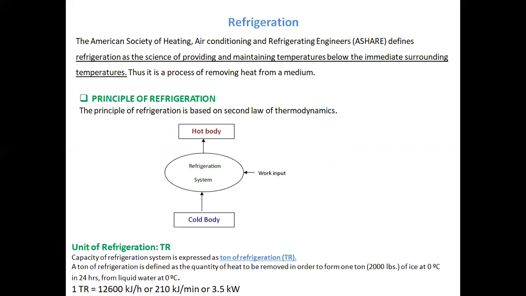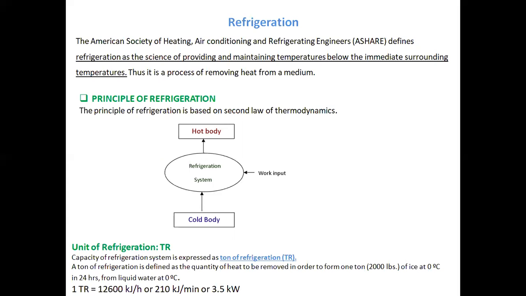So let us begin with the basics of refrigeration, its definition, and the principle of refrigeration. As per the American Society of Heating, Refrigerating and Air-Conditioning Engineers, that is ASHRAE, refrigeration is defined as the science of providing and maintaining a temperature below the immediate surrounding temperature, right? And of course, for this you need to remove heat from the medium so that the temperature of the object or the medium that you are going to refrigerate is always below the surrounding temperature, right?